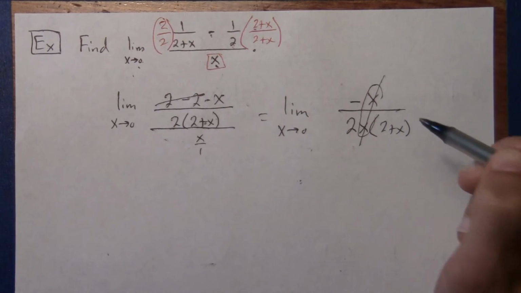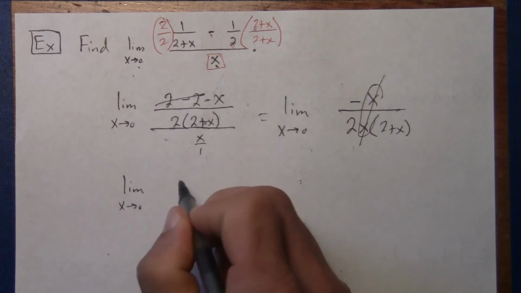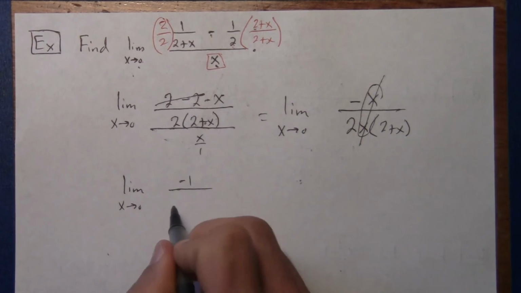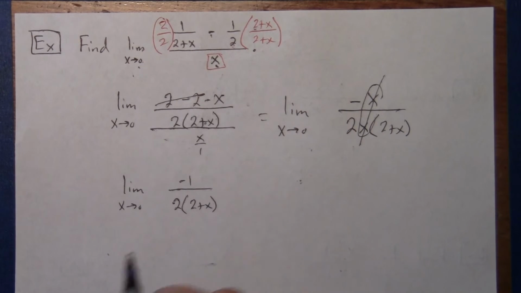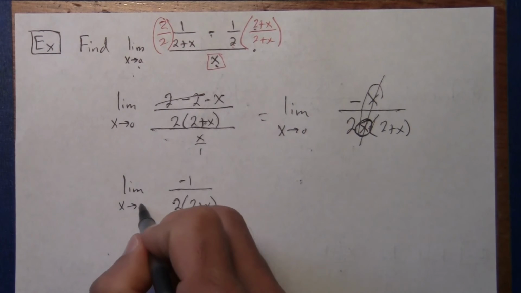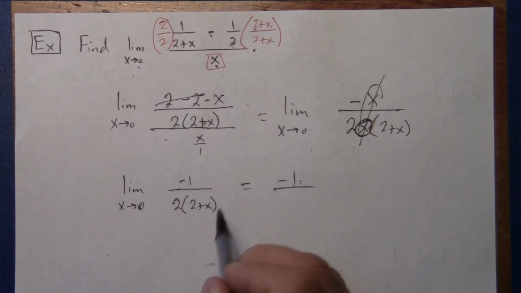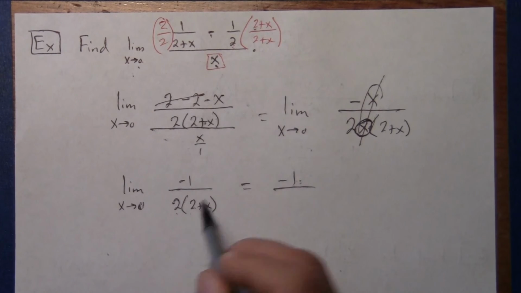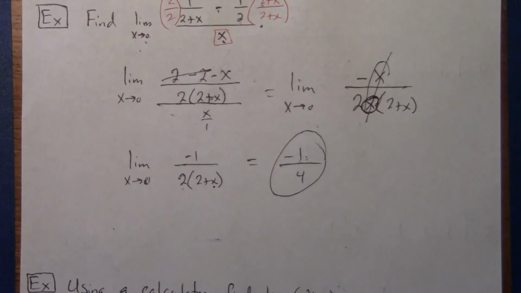Don't forget the negative. So I have the limit now, as x approaches 0, of an implied -1 in the numerator, still have the 2 in the denominator, still have the 2 plus x. And now that this x has finally gotten canceled, now I can take the 0 and plug it in. Gives me the implied -1 in the numerator. I have a 0 here. I get 2 times 2 or 4. It seems to be a common answer for some reason. But I end up with -1/4.